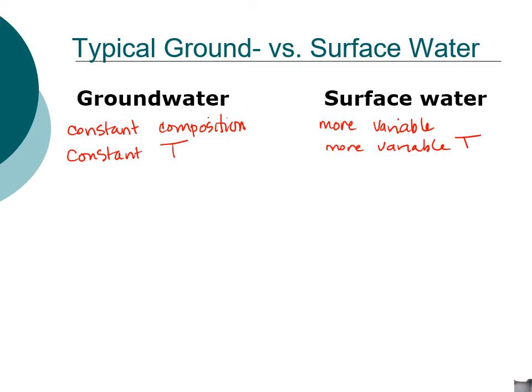So for instance, in Flint, when they were using the Flint river water, the variability in temperature ranged from about 2 degrees C all the way up to almost 25 degrees C in that period of time when they were using the Flint River water. Lake Huron water, they have a deep intake, so the water temperature tends to be more constant.